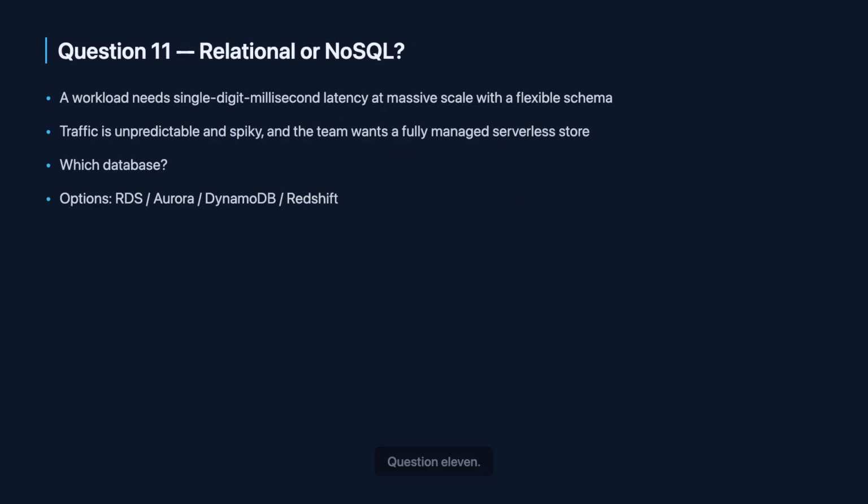Question 11. A workload needs single-digit millisecond latency at massive scale, with a flexible schema. The traffic is unpredictable and spiky, and the team wants a fully managed, serverless data store. Which database? RDS, Aurora, DynamoDB, or Redshift? The keywords stacking up here are millisecond latency at any scale, flexible schema, and fully managed serverless.